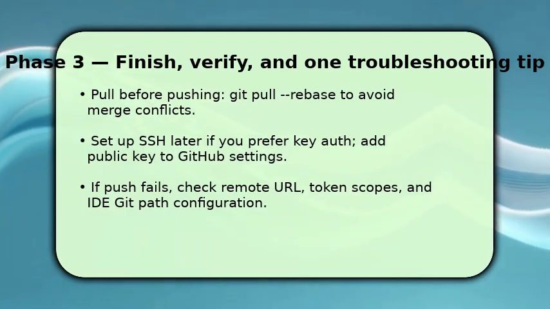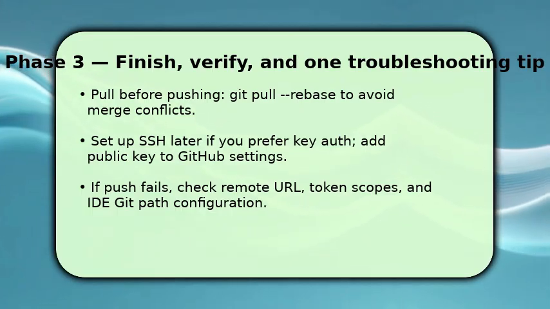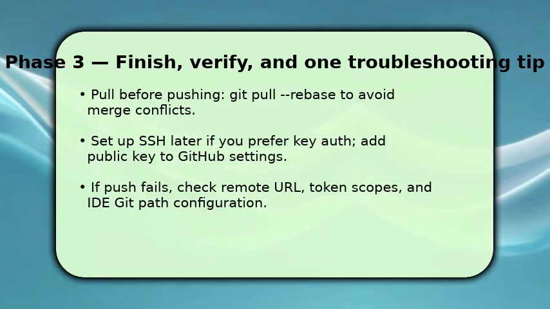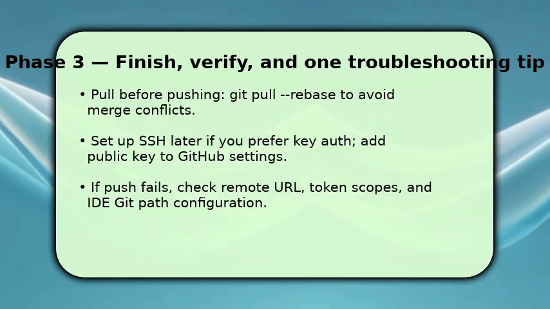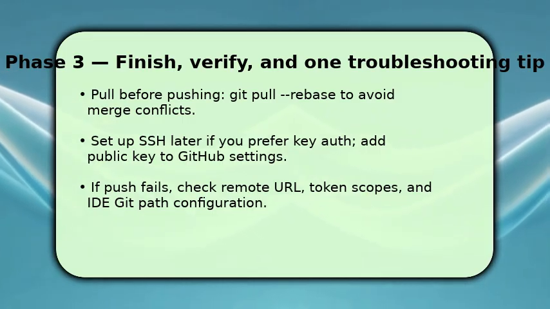If a push fails, check the remote origin URL, verify your token has repo scope, and confirm Android Studio points to the correct Git executable. One key tip: when conflicts appear, resolve them in the IDE's merge editor, then commit and push again.